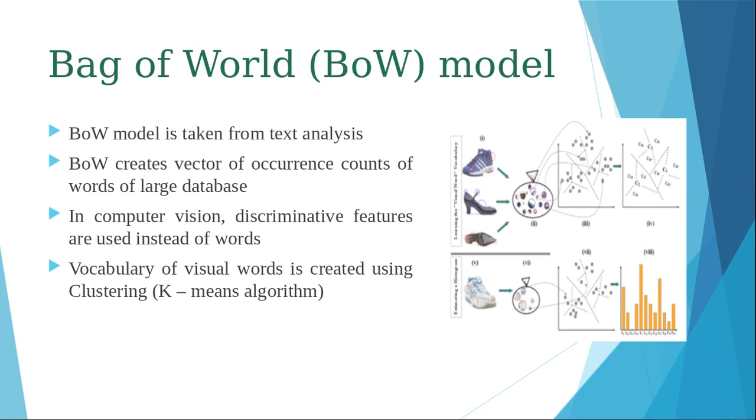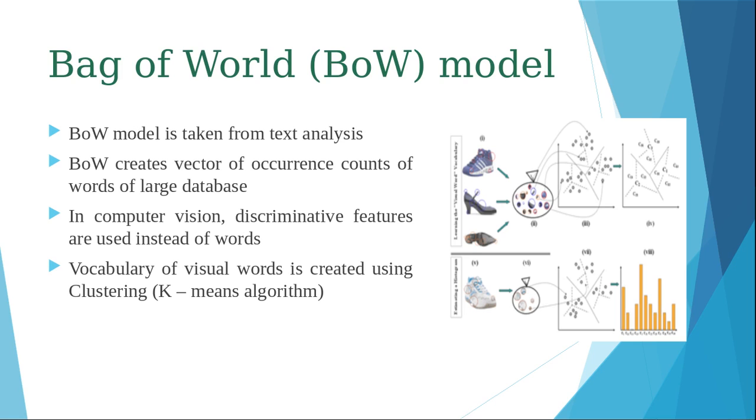But the problem with SIFT is that SIFT cannot represent all the images in the dataset. So bag of word model is used with SIFT algorithm to represent the entire image dataset. Bag of word model is taken from text analysis, and it creates a vector of occurrence counts of the words in the database. So similarly, in computer vision, instead of using these words, we are using discriminative features, and the vocabulary of these discriminating features or visual words is created using clustering.